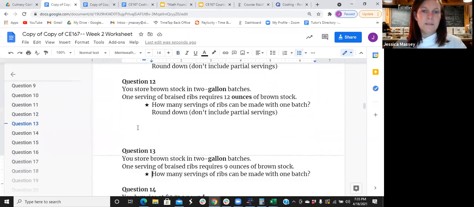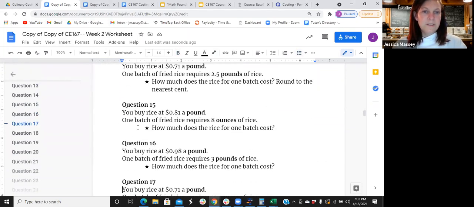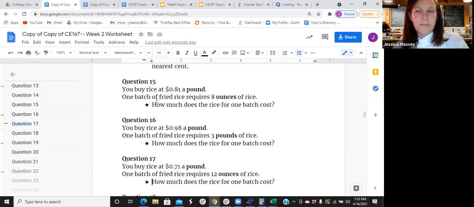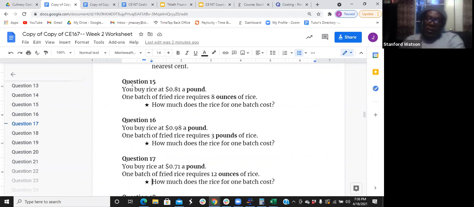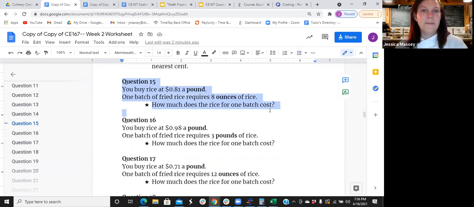Let's see. Let's try, oh, the rice ones. Those are always good. Back to that price. So let's try number 15 here. You buy rice at 81 cents a pound. 1 batch of fried rice requires 8 ounces of rice. How much does the rice for 1 batch cost? Which one are you doing? Question 16? Oh, 15. Okay. Yep. All right.